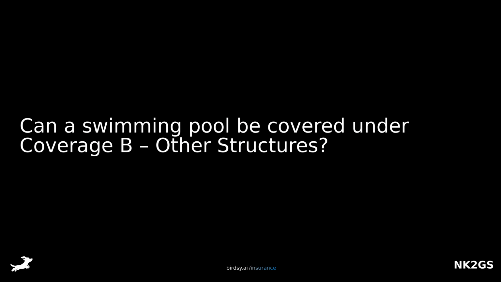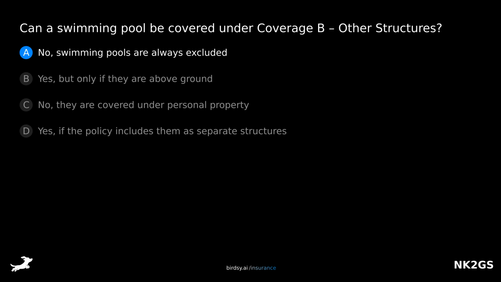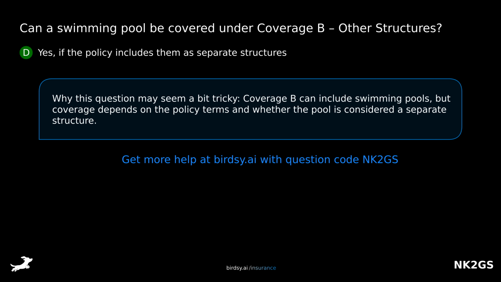Can a swimming pool be covered under Coverage B, other structures? Is it A, no, swimming pools are always excluded, B, yes, but only if they are above ground, C, no, they are covered under personal property, or D, yes, if the policy includes them as separate structures? The answer is D. Yes, if the policy includes them as separate structures. Why this question may seem a bit tricky: Coverage B can include swimming pools, but coverage depends on the policy terms and whether the pool is considered a separate structure.